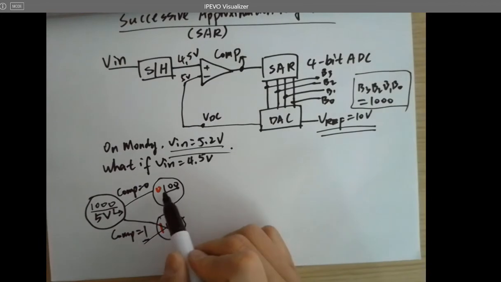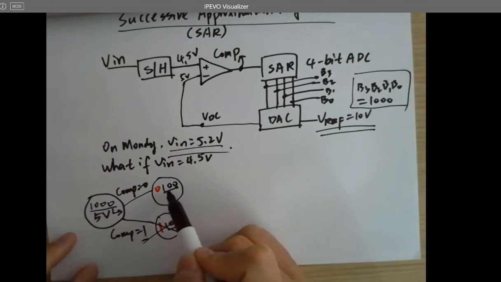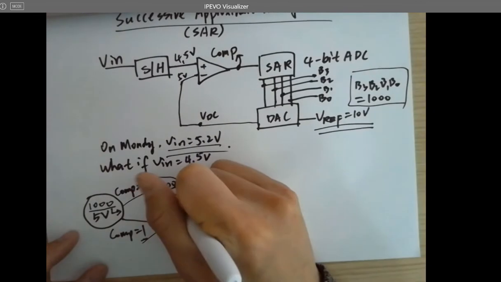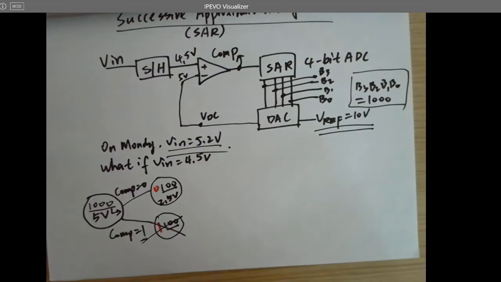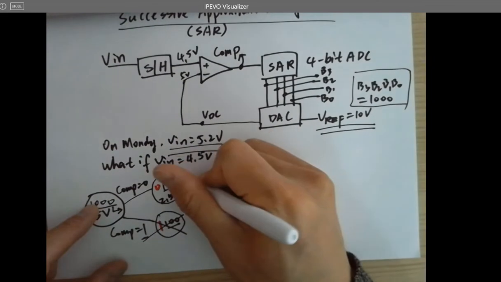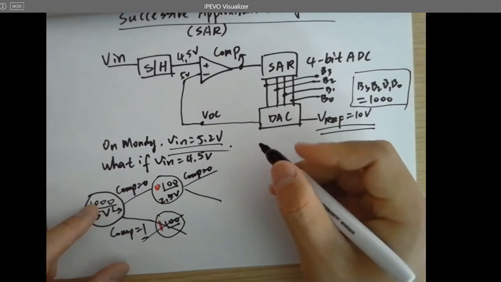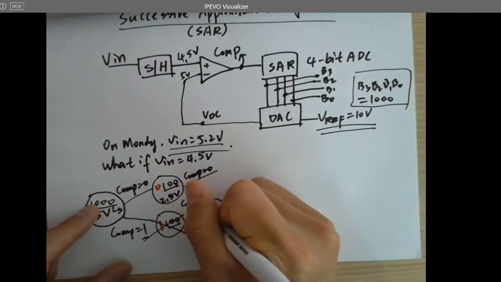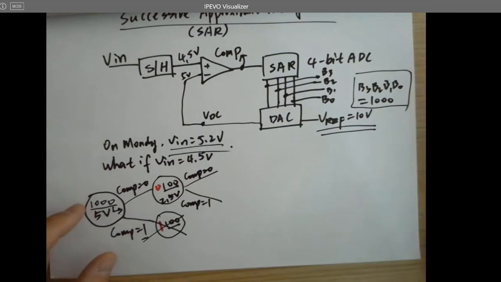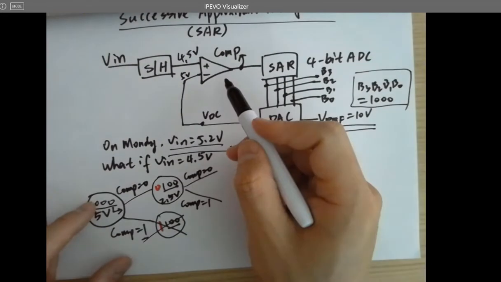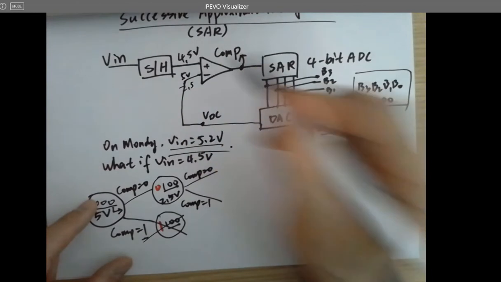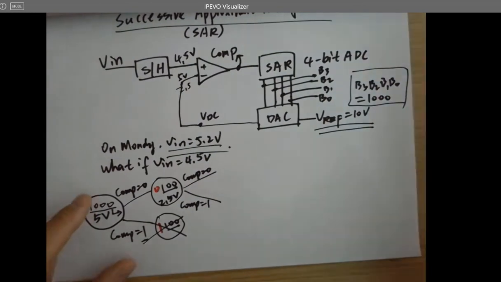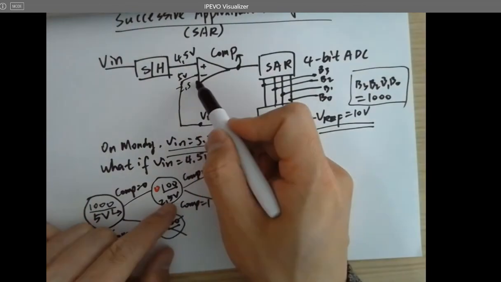So what's the value here? Because this was 5 volts, this is definitely 5 over 2, so this is 2.5 volts. And then compare again. If comp equals 0, it goes in that direction. If comp equals 1, it goes in that direction. So what's the comp in this case right now? 2.5 volts is being fed into the inverting terminal. So what is comp right now?